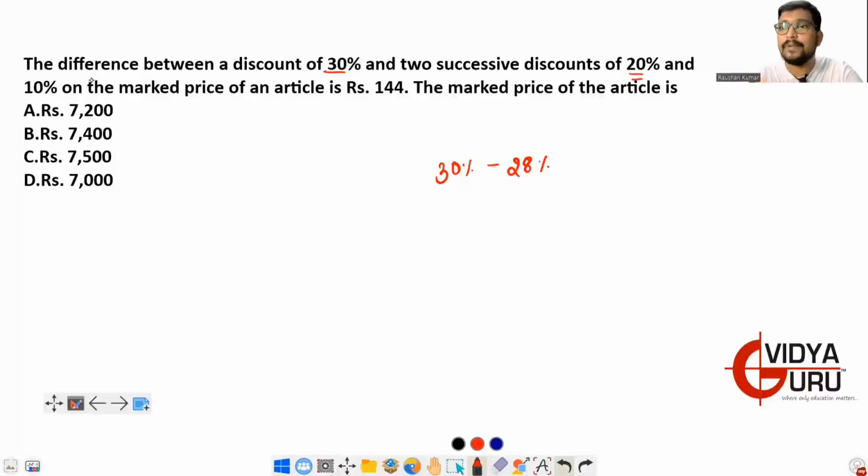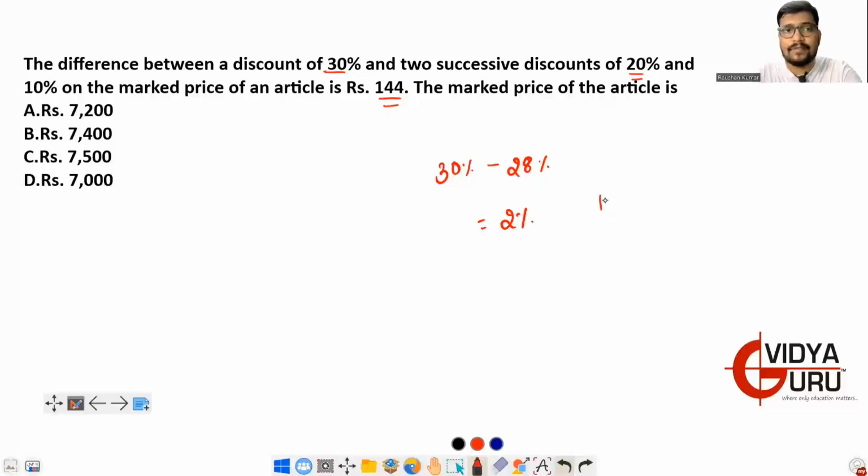See, if we have two successive discounts, that is 20% and thereafter 10%, so 20 plus 10 will be how much? You can say 30, and 30 minus 2, how much you will get? You will get 28%. Okay, so the difference is 2% here. The question is, the difference between a discount of 30 and two successive discounts of 20% and 10% on the mark price of an article is 144.